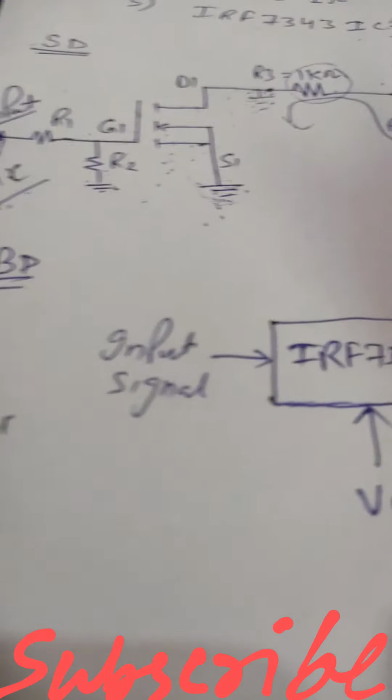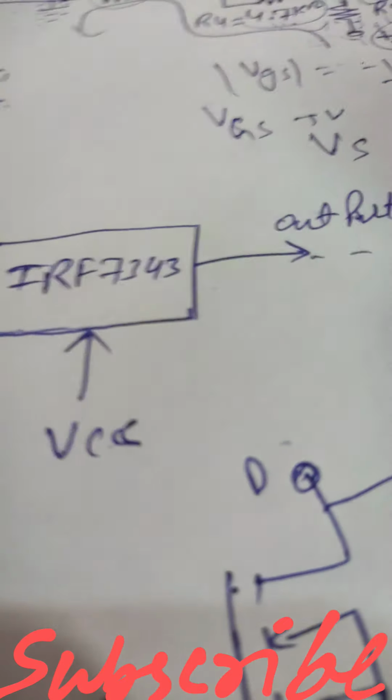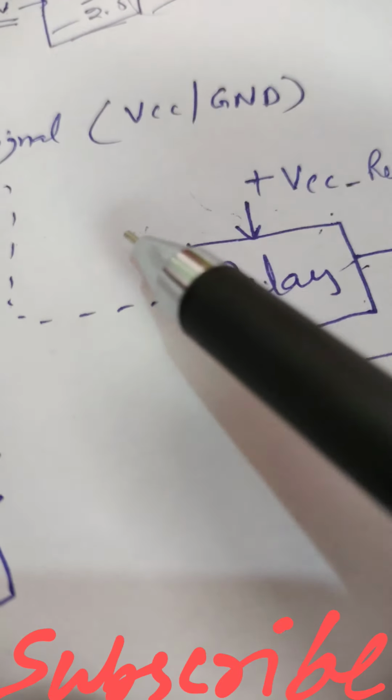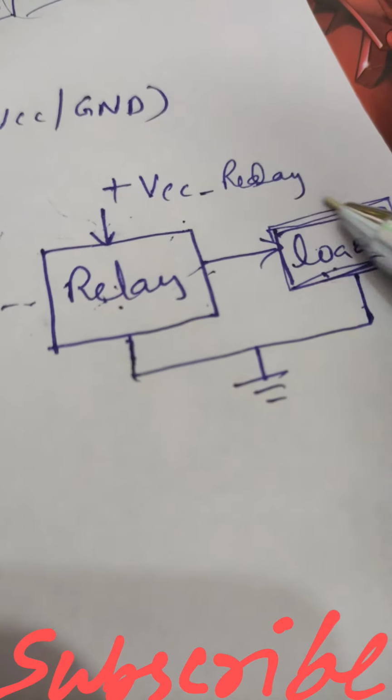This is the block diagram of how this works. The input signal comes, the VCC is routed to the output, then the output you can easily use in an application, like you can operate a relay to control the on and off of a load.